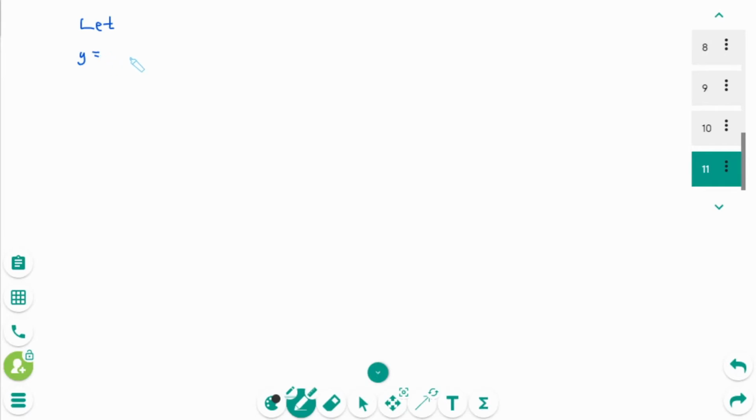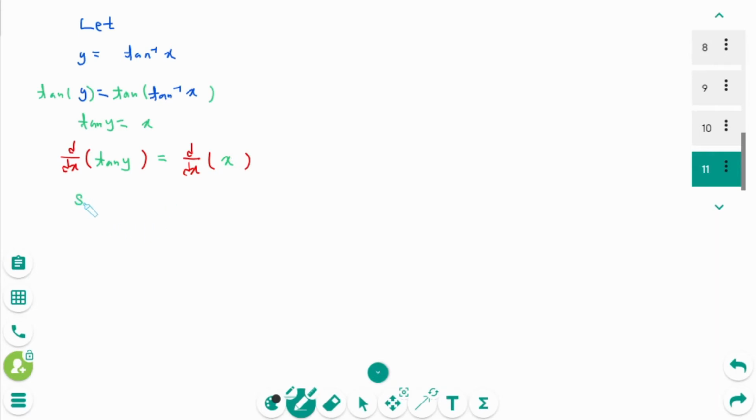Let y equals arctangent of x. Then tangent of y equals tangent of arctangent of x. Then we can rewrite as tangent y equals x. Then d dx of tangent y equals d dx of x. Secant squared y times y prime equals 1. Then y prime equals 1 over secant squared y.